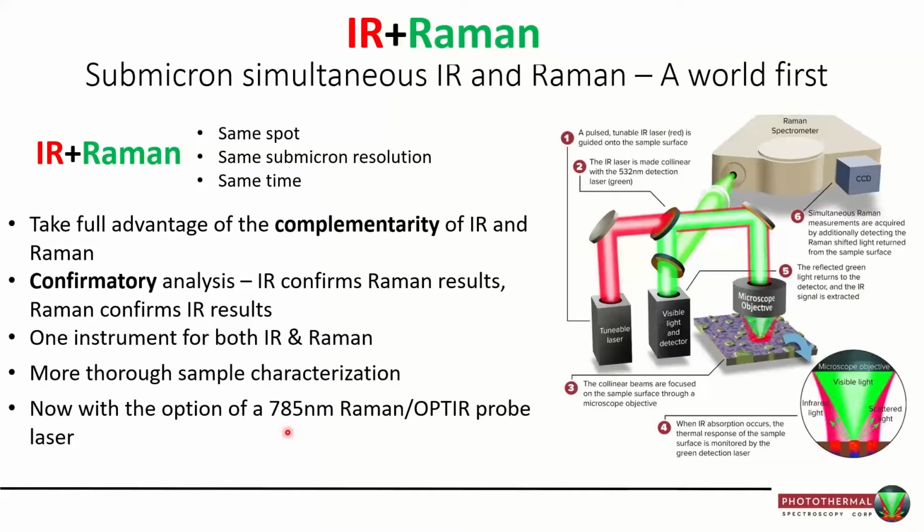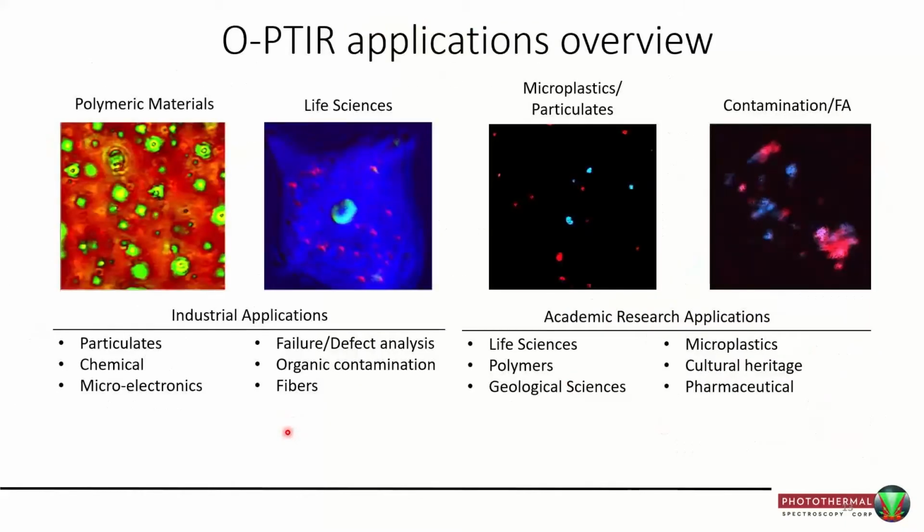On that point, it is important to note that for things that are highly fluorescing in Raman, they'll still be highly fluorescing here for Raman, but in fact, they won't be fluorescing at all when it comes to the O-PTIR channel. So that is completely fluorescence free.